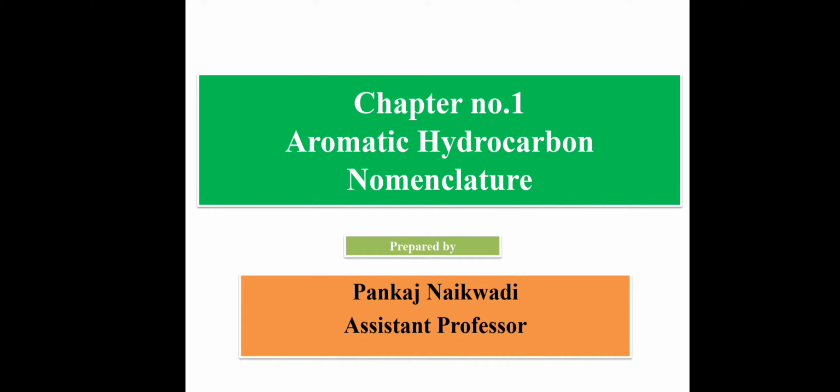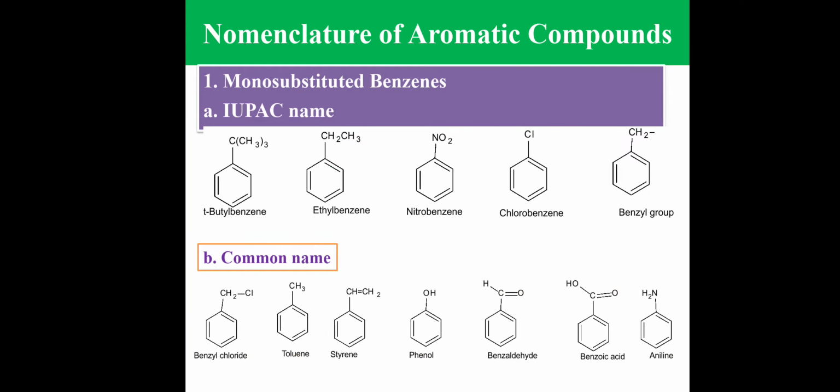Hello friends, we just summarize all the points of nomenclature of aromatic hydrocarbons. Here I prepared some simple tricks for giving a name to an aromatic hydrocarbon. Let us start the nomenclature of aromatic compounds, which has two methods. The first one is the common name and the second one is the IUPAC name.